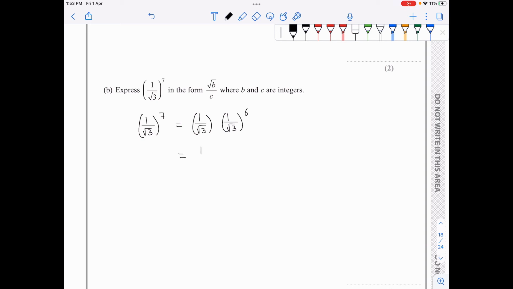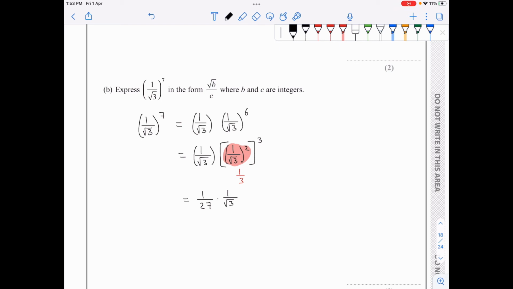Now, I'm going to leave the first 1 over root 3 as it stands, but for the second one, we know that 1 over root 3 squared is just a third. So I can write the power of 6 as 2 times 3. Because this here will simply be a third. And then I'm going to do a third to the power of 3, which is 1 over 27 times 1 over root 3.